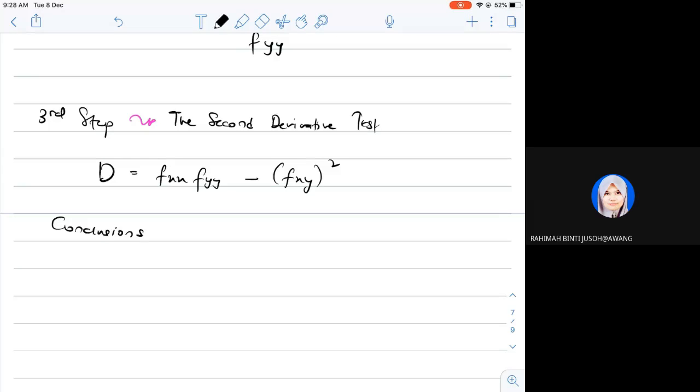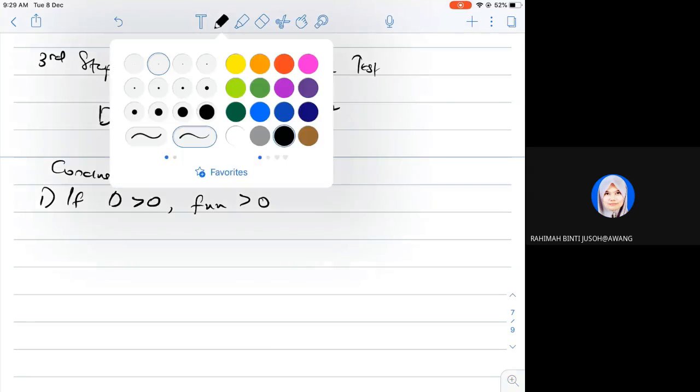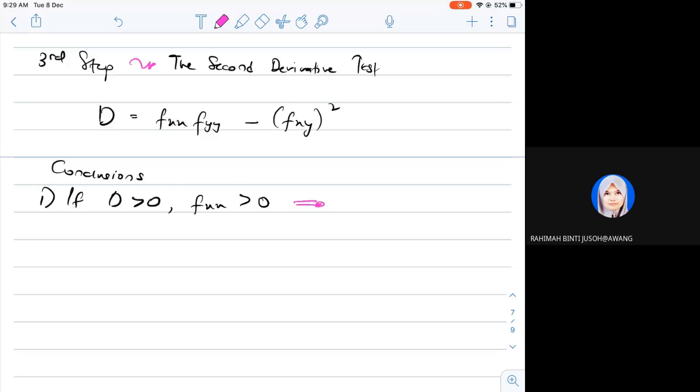Conclusions ni you kena hafal, guys. You kena hafal sampai final exam. Okay, number 1, if your D is positive, kalau you kira dah substitute critical point tadi tu dalam function fxx, fyy ni, you dapat nilai dia positif, greater than 0. So you have to refer to your fxx. If again your fxx also positive, then the conclusion should be relative minimum.